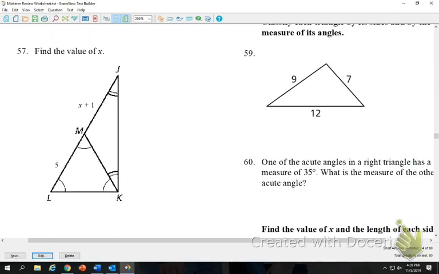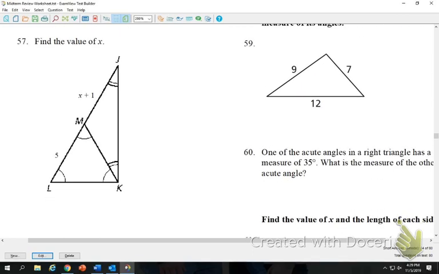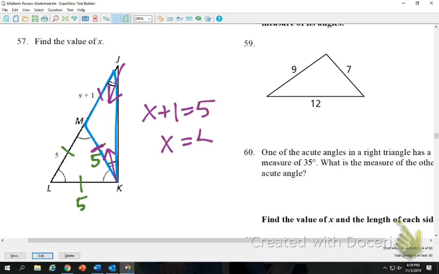57. Find the value of x. So we have on the bottom here an equilateral triangle. All of the sides are 5. The other triangle is isosceles, so these two angles are congruent. That means these sides are congruent. So x plus 1 equals 5. X equals 4.